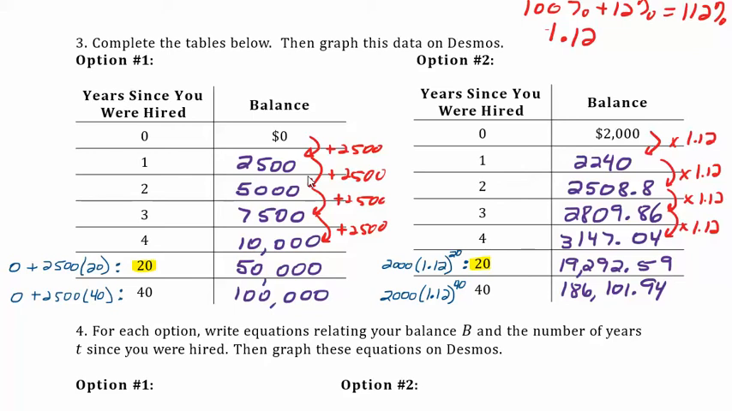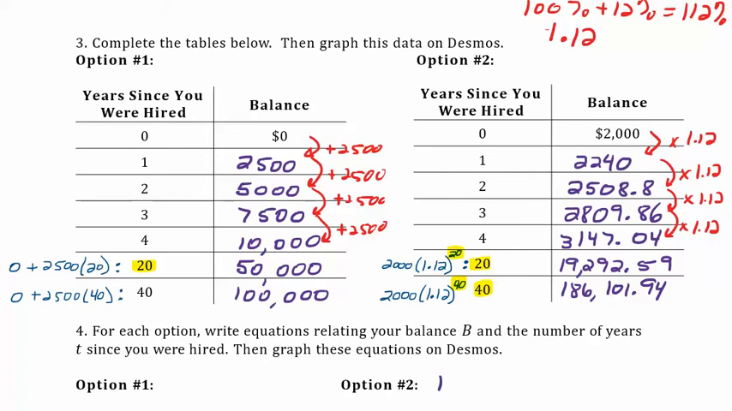Again, these are very similar to the problems that we did in the last activity. And writing out how you're getting your answer can be very helpful in thinking about the equation. So since we just did option 2, let's look at that one. However many years since we were hired, that's our exponent there.